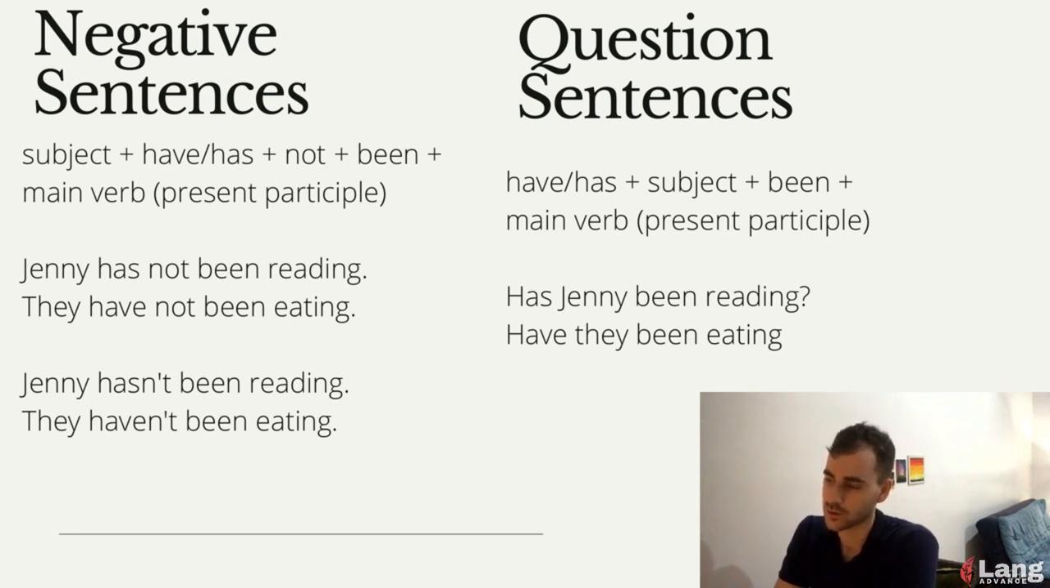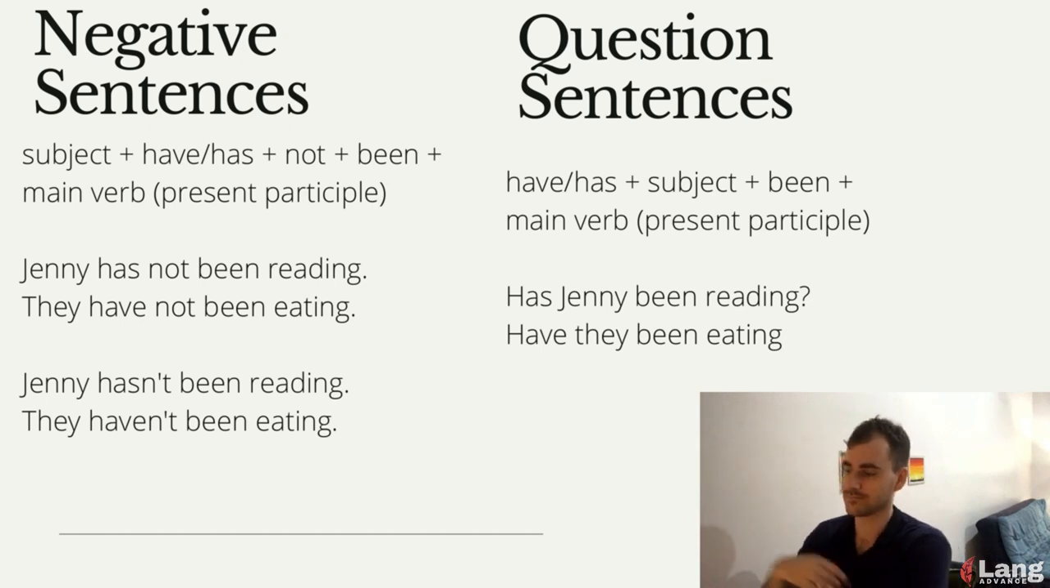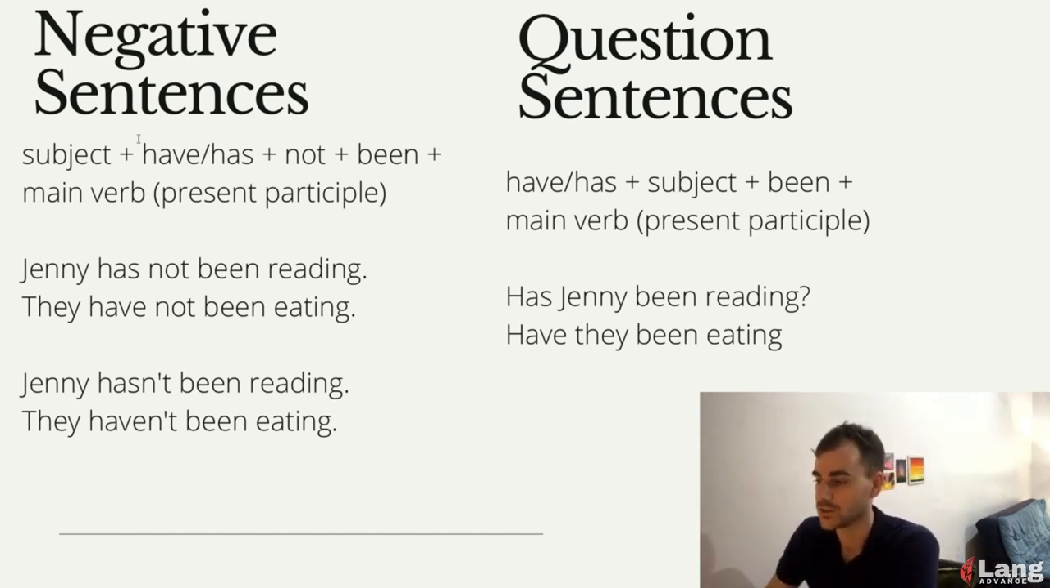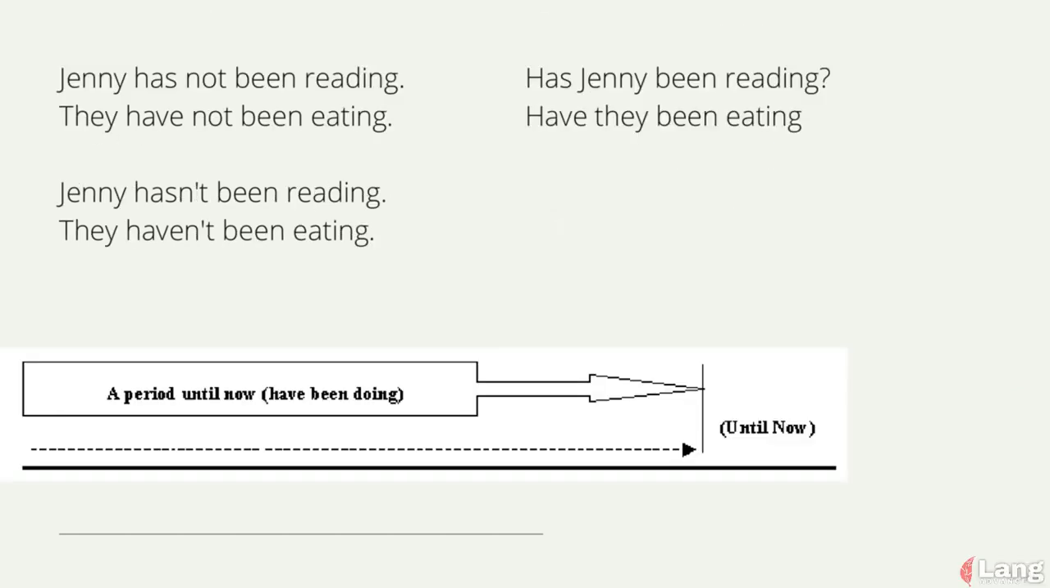Here's the structure for question sentences in the present perfect continuous. Have or has plus subject plus been plus main verb in the present participle. Has Jenny been reading? Have they been eating? Here we do not use contractions unless we're asking a negative question. We could say, hasn't Jenny been reading? Haven't they been eating? Jenny has not been reading. They have not been eating. Has Jenny been reading? Have they been eating?